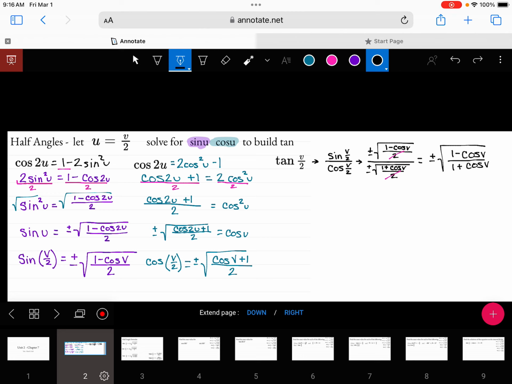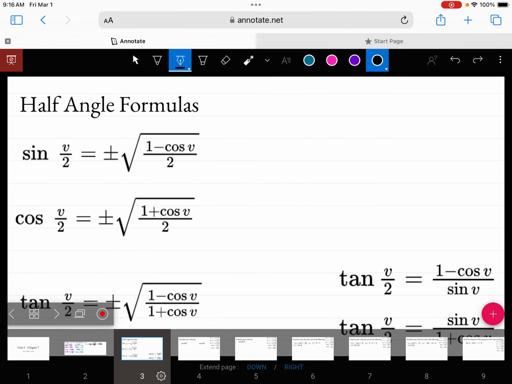Because we can take this tangent and play with it. We could come through here and we could rationalize it because there's a square root in the bottom. Like, there's a whole lot of stuff we could do with that, but we don't want to because it's super duper gross, and I'm going to give you the formulas anyway. So these are the official formulas.